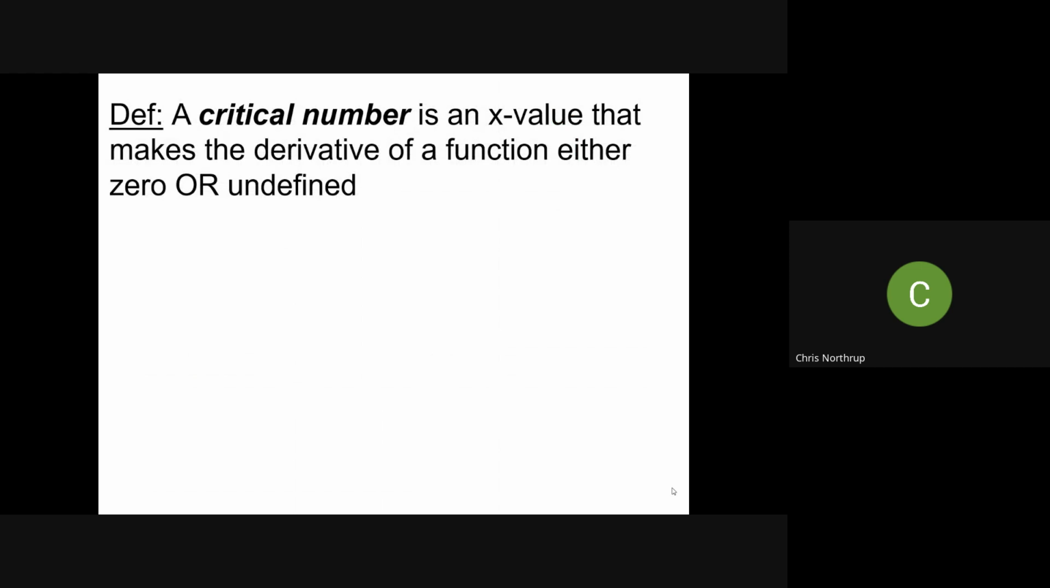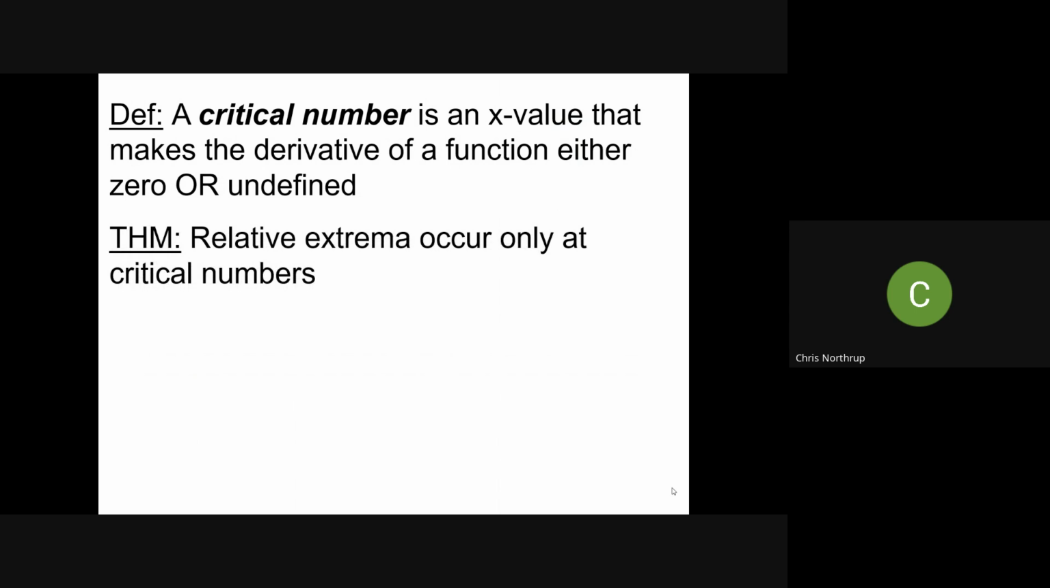First off, we need to know what critical numbers are. This is anything that makes my derivative either 0 or undefined. Undefined because we could have those cusps or those corners or those sharp points on our function, and those are points where my derivative does not exist. So those are all critical numbers, anything that makes the derivative either a 0 or undefined. We have a theorem. Anytime you are looking for relative extrema, they will only occur at those critical numbers. So we kind of need to know those things if we're looking for extrema.